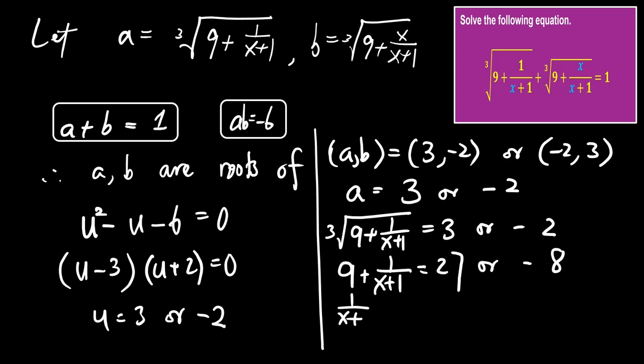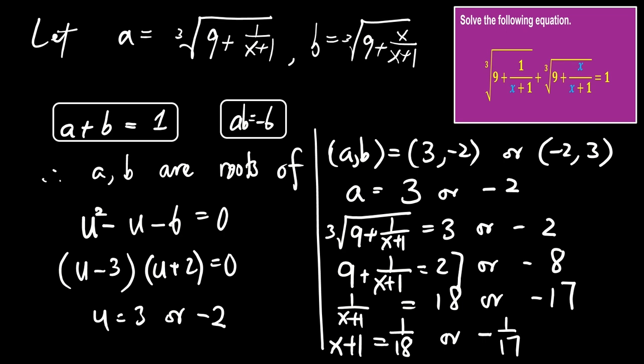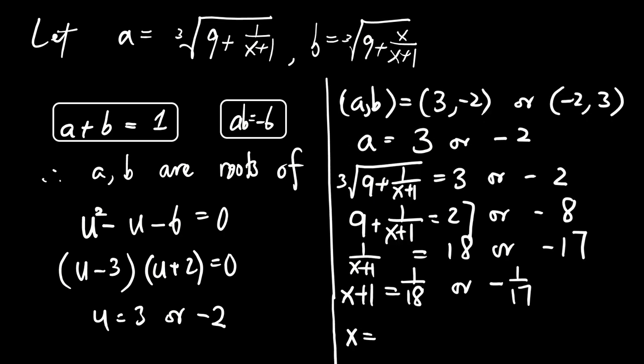1 over x plus 1 equals 18 or negative 7. x plus 1 equals 1 over 18 or negative 1 over 7. And finally, x equals negative 17 over 18 or negative 6 over 7.